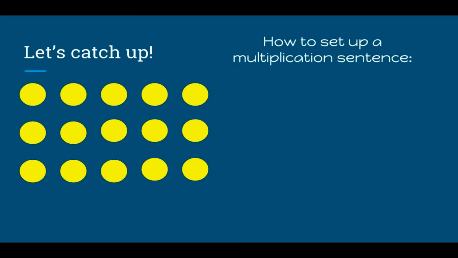Let's try to set it up as a multiplication sentence now. I leave 2 spots open. The first spot is for the number of rows, and the second spot is for the number of objects in each row. Of course, after the equal sign, I put the total.